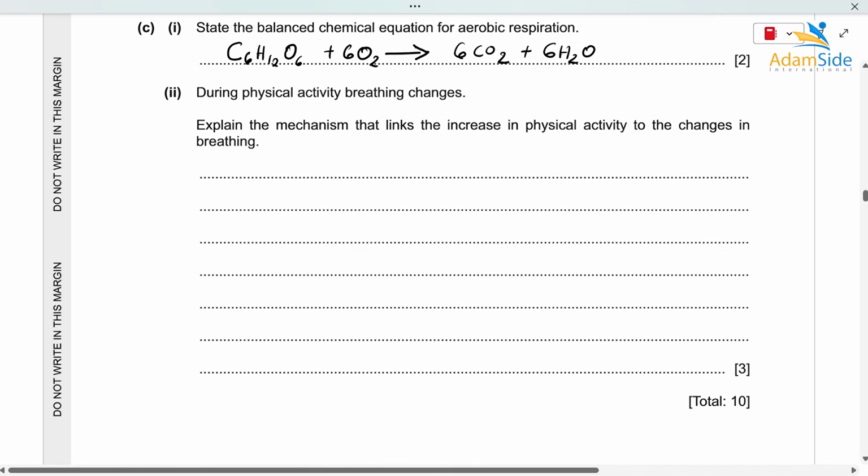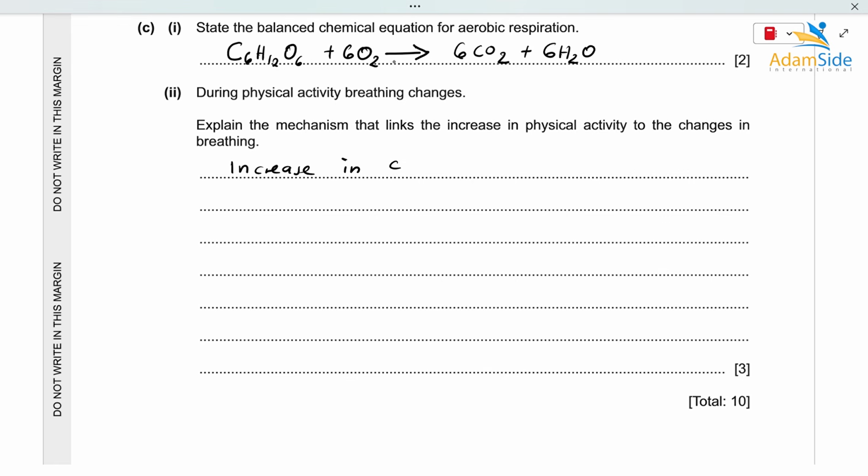Alright, because as someone is working out, the rate of respiration has increased. And if the rate of respiration has increased, it means more carbon dioxide is being produced. So the first thing here will say, increase in carbon dioxide concentration. That is the first thing.